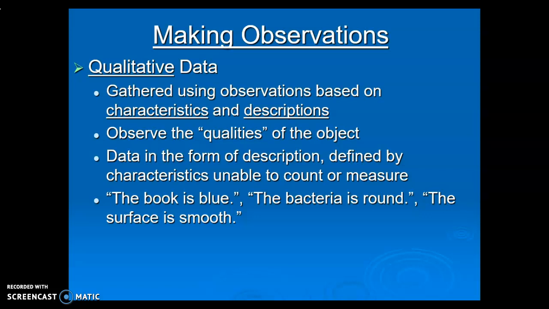So, while we're testing it, we're going to make observations. There are two different kinds of observations we're going to make. We're going to make qualitative observations, and we're going to make quantitative. So, qualitative right here, that's gathered using observations based on characteristics or descriptions, or you can think of as the qualities of the object. Like the color, how it looks, and so forth. This kind of data is not something that can be measured or counted, so we're not going to get numbers, we're just going to get descriptions. So we have some examples down here, like the book is blue, the bacteria is round, and the surface is smooth.